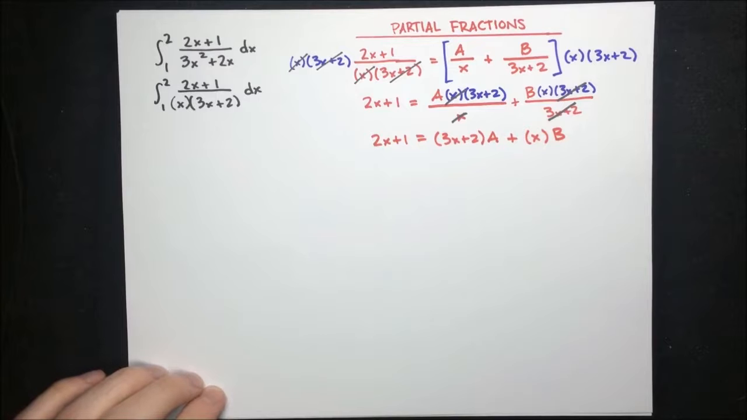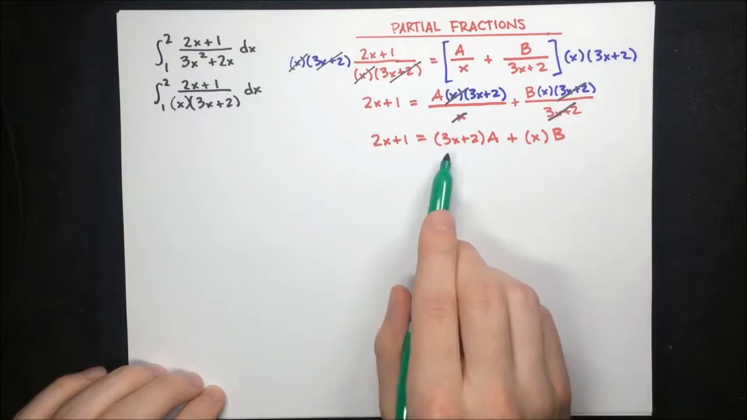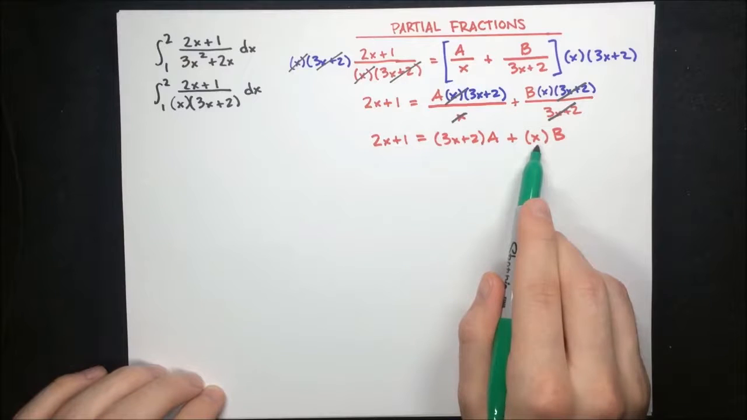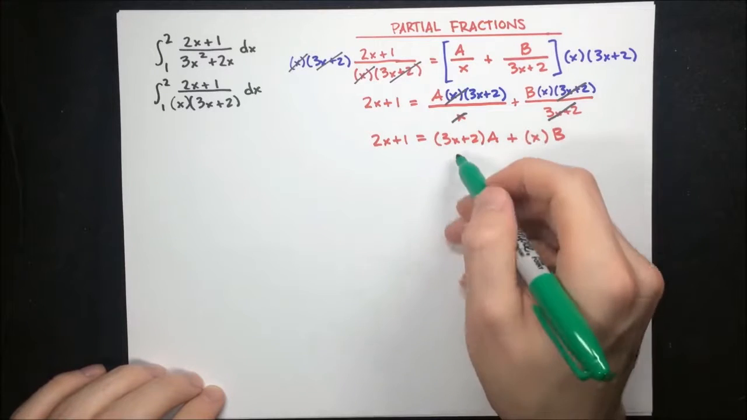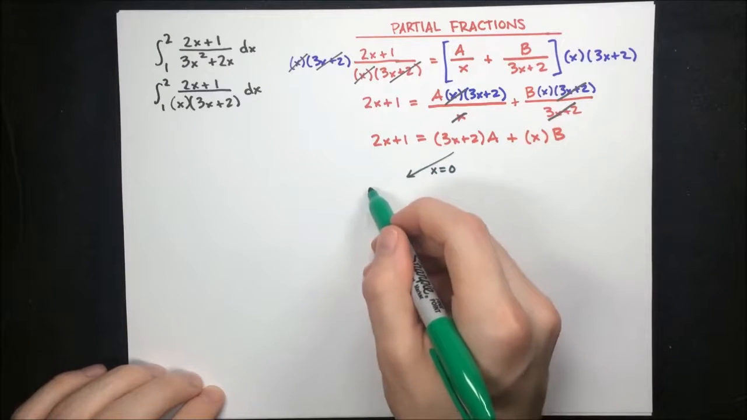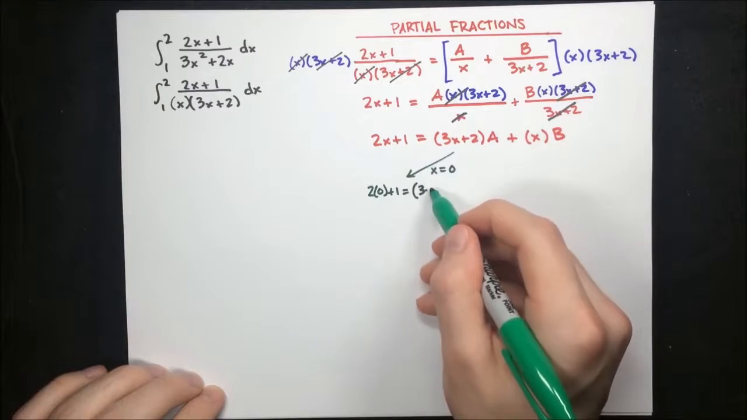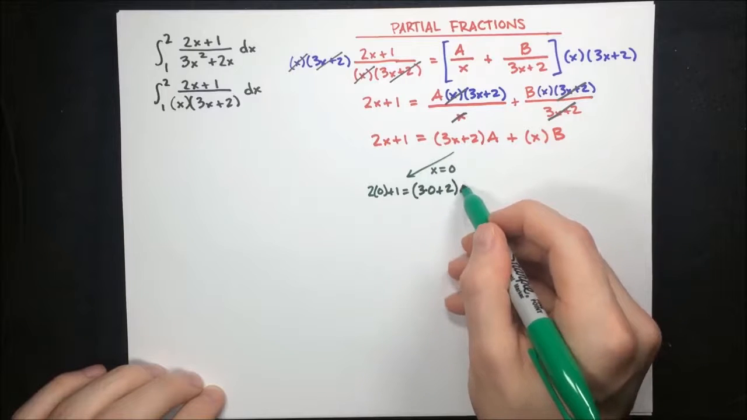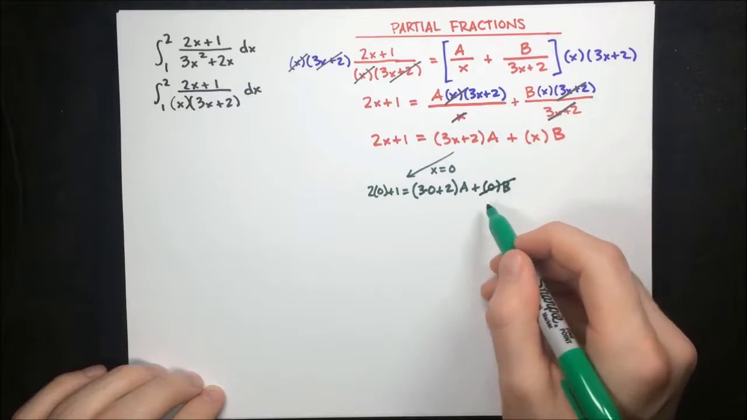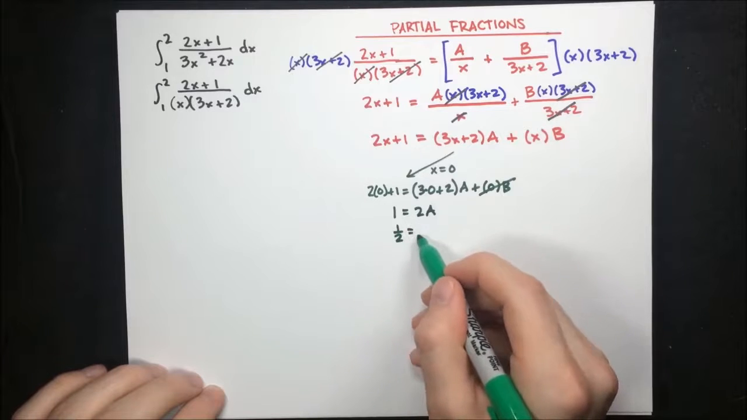And now it's time to actually solve for a and b. And we do that by subbing in x to eliminate each of these terms. I think the easiest one to do first would just be this x term. If you plug in x equals 0, that'll eliminate the b. So let's do that. Let's plug in x equals 0. And then the equation becomes 2 times 0 plus 1 equals 3 times 0 plus 2 a plus 0b. And 0b goes away. We've just got 1 equals 2a. So a half equals a.